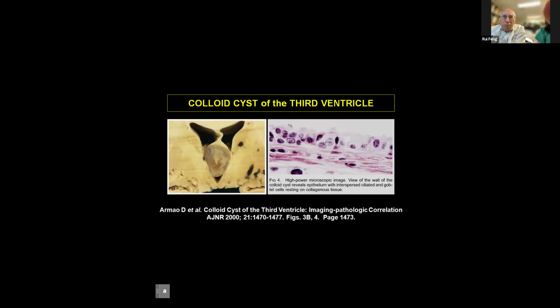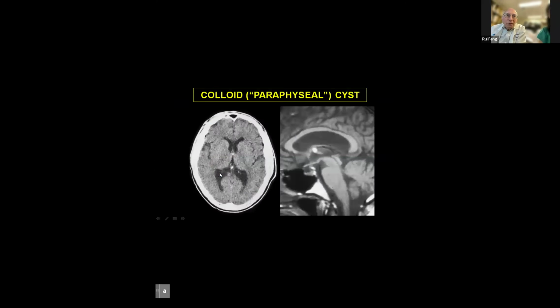As you know, mucus can be watery or inspissated and dried. That influences the appearance of the colloid cyst on imaging. Here, for example, you can see the cyst, but there are different areas of dried out and more watery mucus in the cyst. Typically, you find the colloid cyst as a round 1 to 3 centimeter lesion at the foramina of Monro.